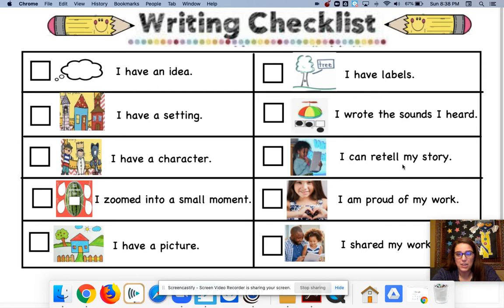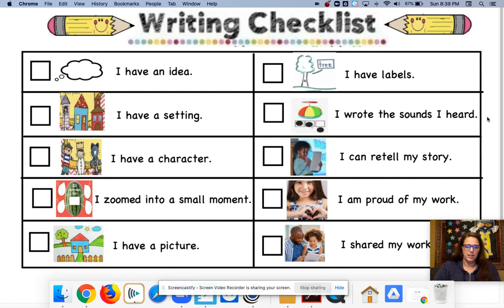This one says, I can retell my story. So if you could look at your story and tell it again, you can check this. Then we have, I am proud of my work. I sure hope everybody checks that one off, and you'll be proud of your work. And the very last one says, I shared my work. So when you go through your writing today, I want you to try to check these off on Seesaw and then take a picture of your work and send it to me.